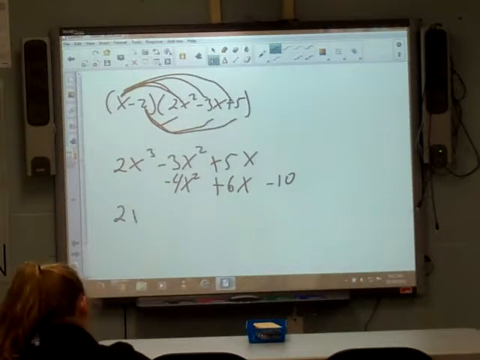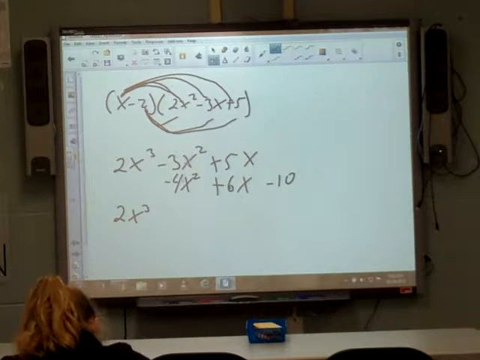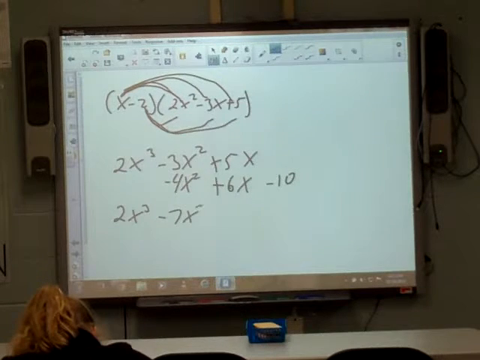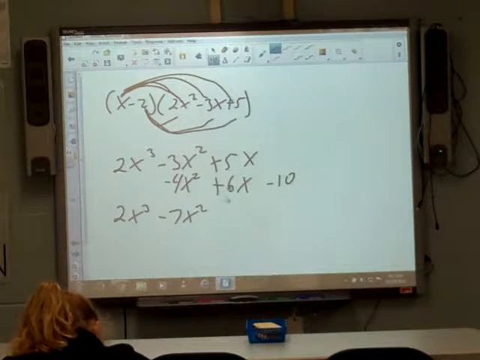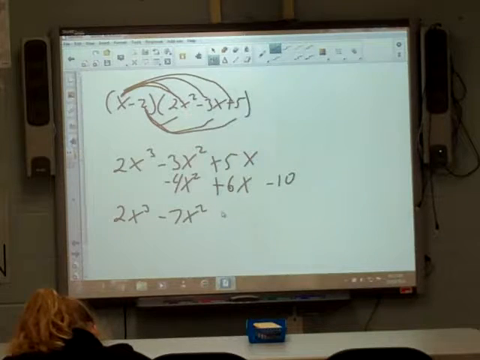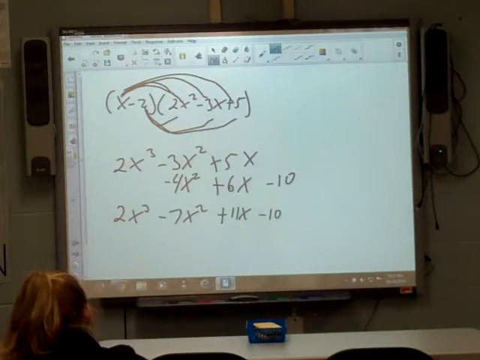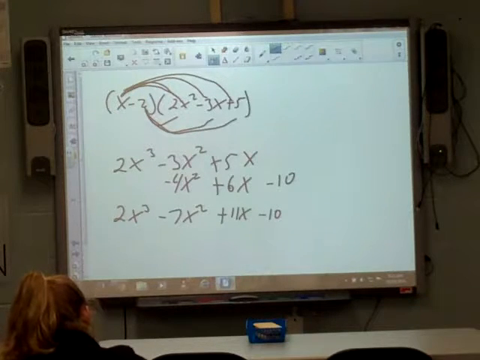Okay, so now the ones that I can combine, I've already got lined up there. I got to bring down a 2x cubed. Negative 3x squareds and negative 4x squareds gives me negative 7x squared. So we're just adding? 5x and 6x. 11x. 11x and then negative 10. Okay, that's one way you could do that one.